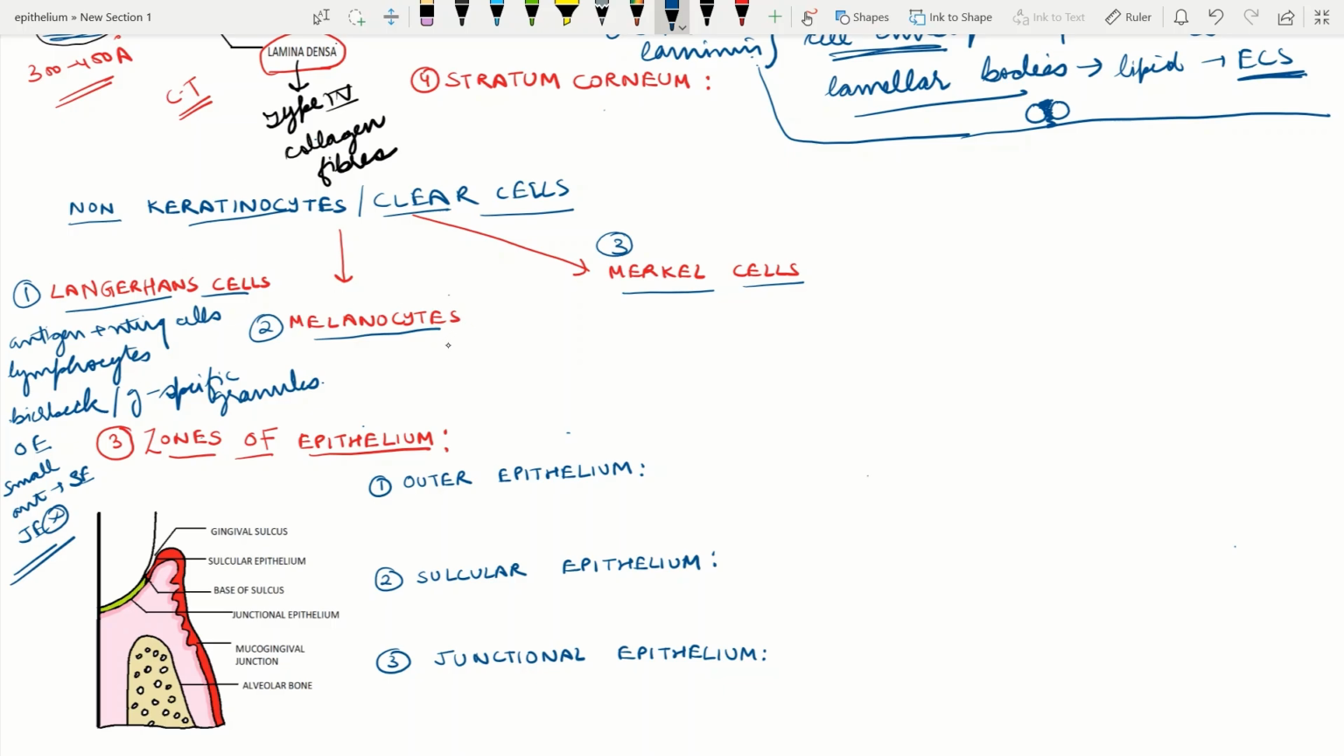Now coming to the melanocytes, these melanocytes are present in the spinous and basal layer. Okay, and what is their function? They produce melanin.